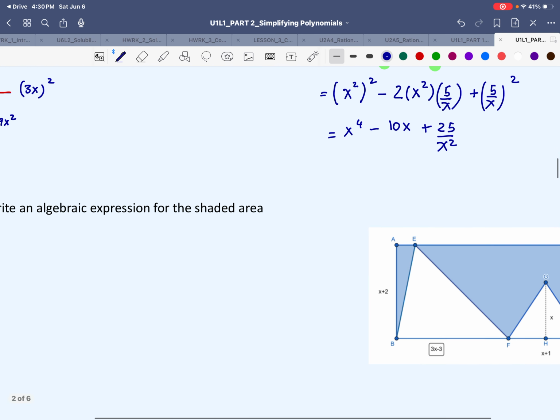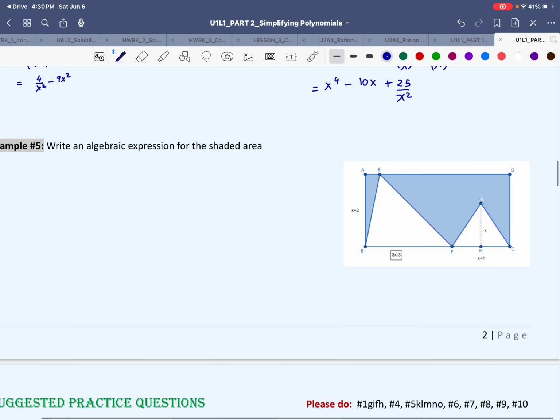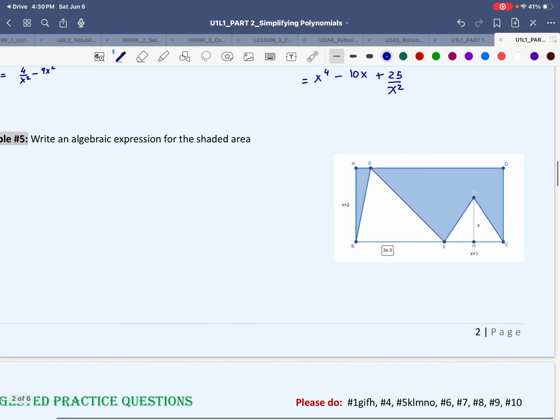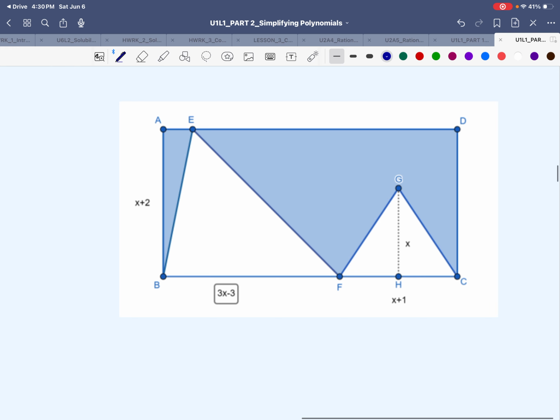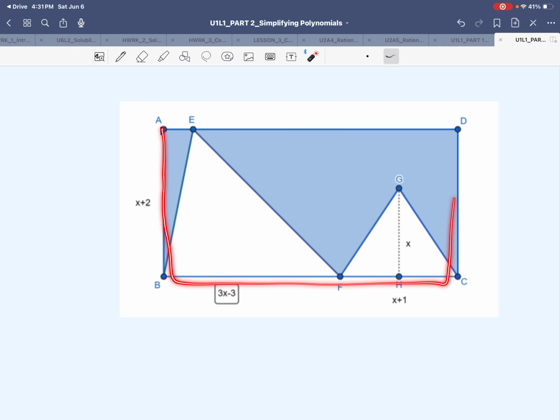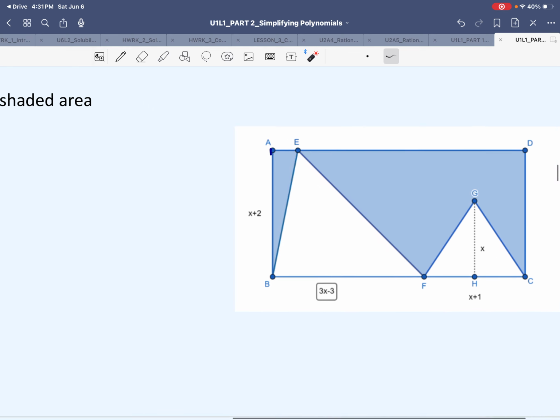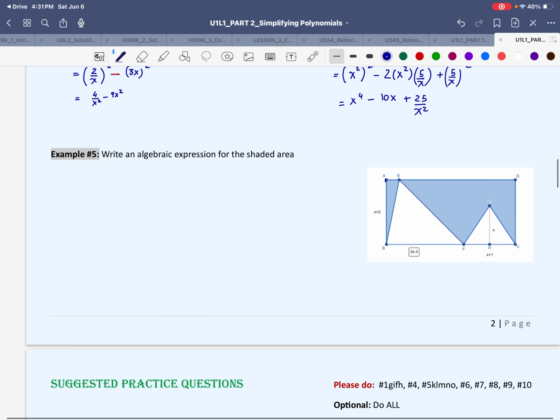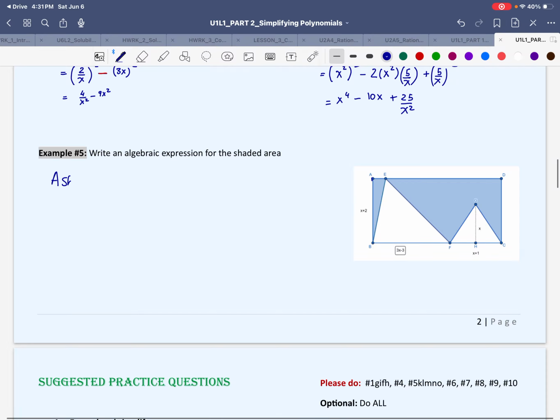Let's take a look at our last example. We want to write an algebraic expression for the shaded area. As you can see in here, the shaded area is made of this rectangle from where we remove the areas of these white triangles. So we're going to write in here that area shaded is equal to the area of rectangle ABCD, and then take away the area of the triangle.